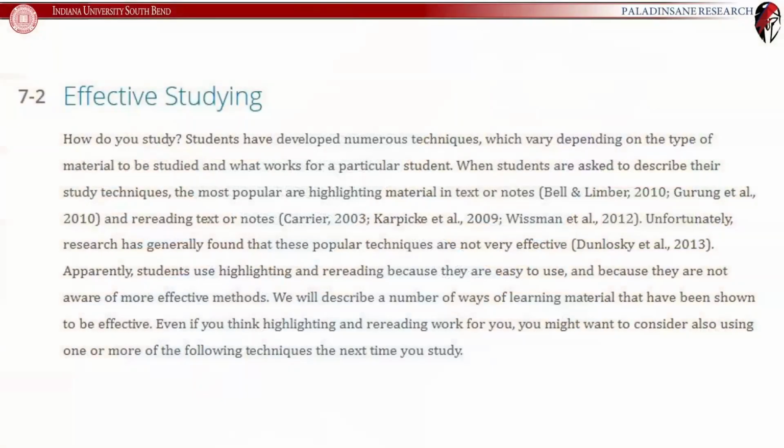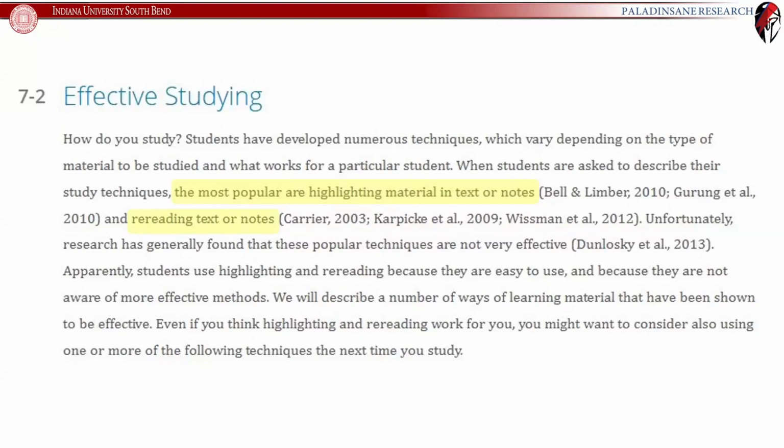So let's take a look at which ones are good and which ones you should try to avoid. All right, so effective studying. The first thing that we're going to point out is that one of the most popular ways of studying is to highlight material in your text or your notes, and then also rereading your text or your notes.